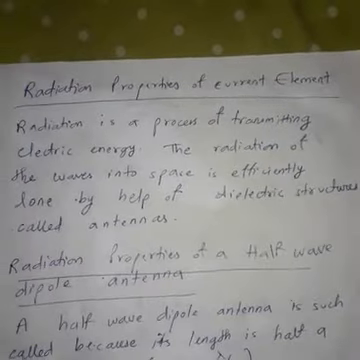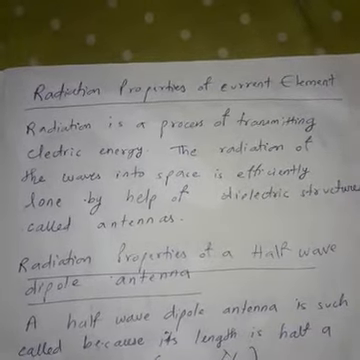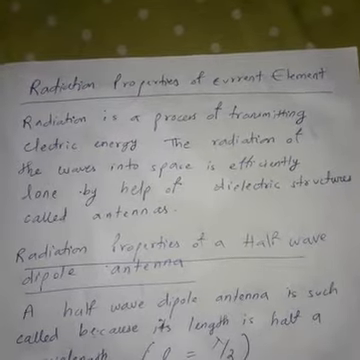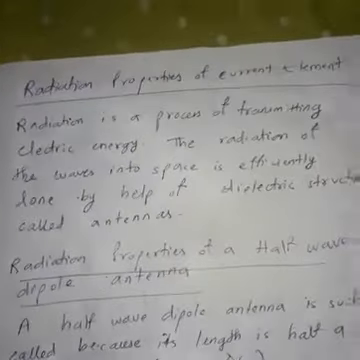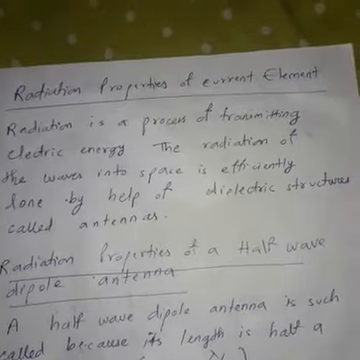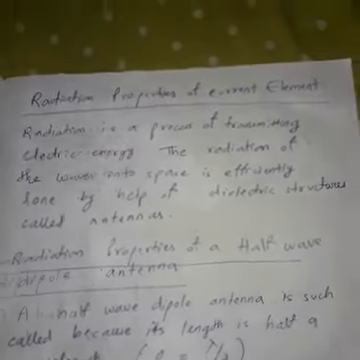So what is radiation? Radiation is a process of transmitting electrical energy. The radiation of the waves is efficiently transmitted into space with the help of a dielectric structure called an antenna. Clear? So we will use an antenna to use the EM waves and the radiation to transmit electrical energy from one point to another point in space. Antennas are dielectric structures. Why dielectric structures? Because their construction is similar to a dielectric.